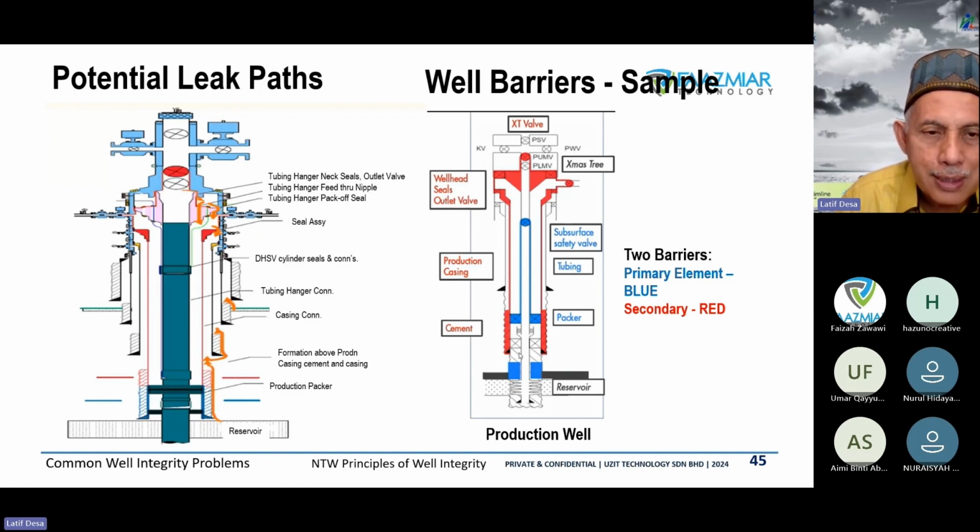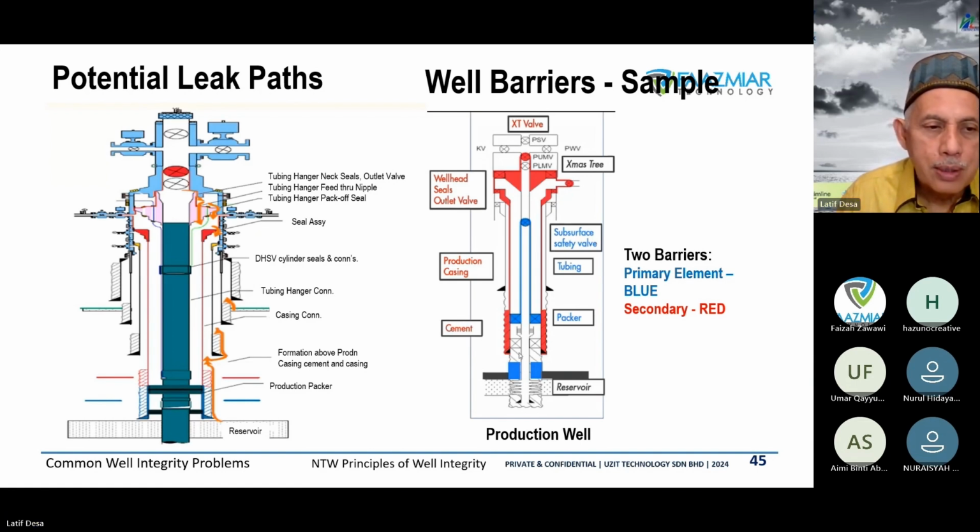For example, you have a leak there, the primary barrier failed, but you have the secondary barrier to protect the surface from flow of hydrocarbon to surface. So that's why for all these potential leaks, we have to check the barriers, the primary barrier and the secondary barrier, and those barriers should be able to protect us. If there's any leak, you still can continue producing the well safely.